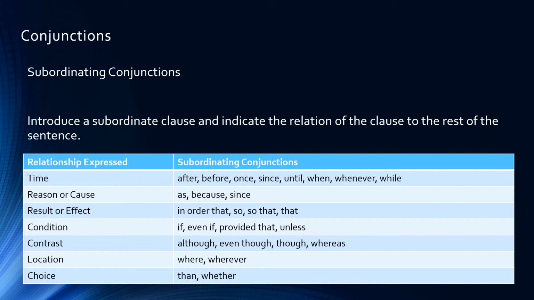Then the relationship of contrast: although, even though, whereas. The relationship of location: where and wherever. And the relationship of choice: than or whether. So subordinating conjunctions are used to introduce a subordinate clause and indicate the relationship of the clause to the rest of the sentence.